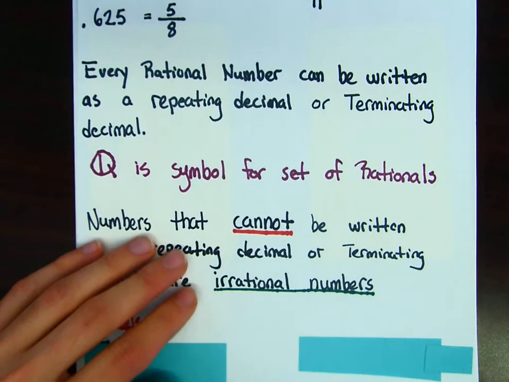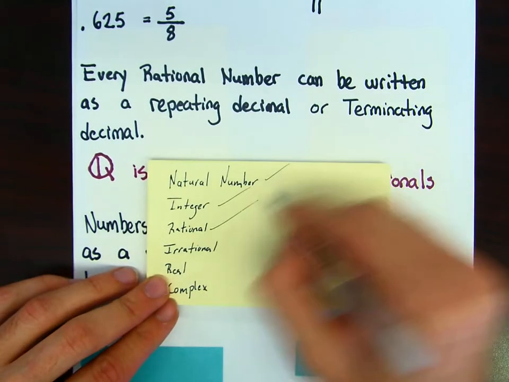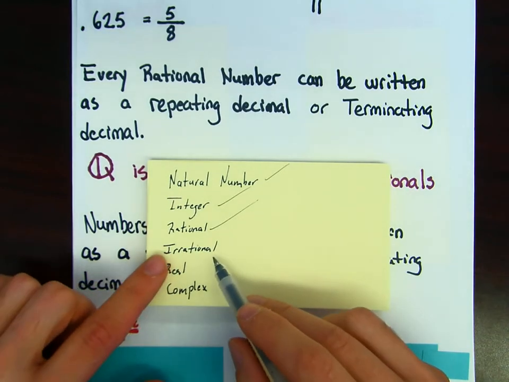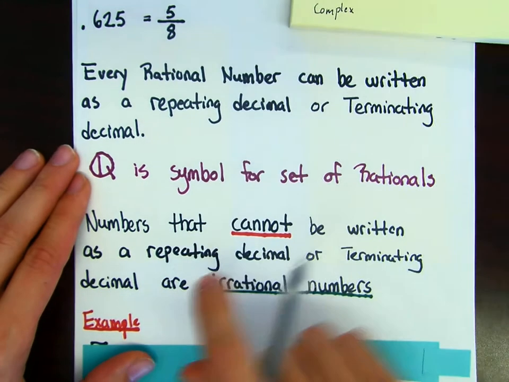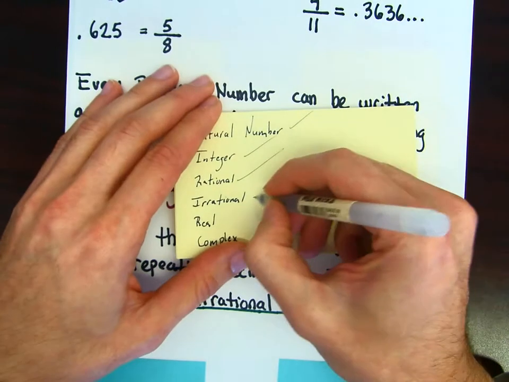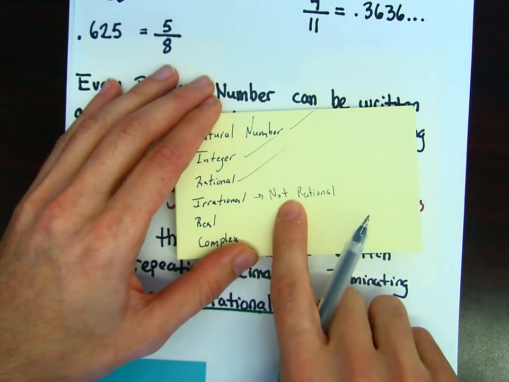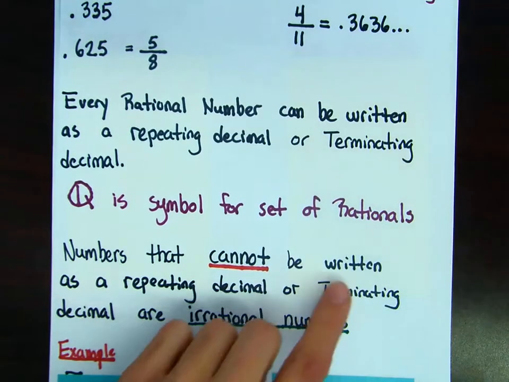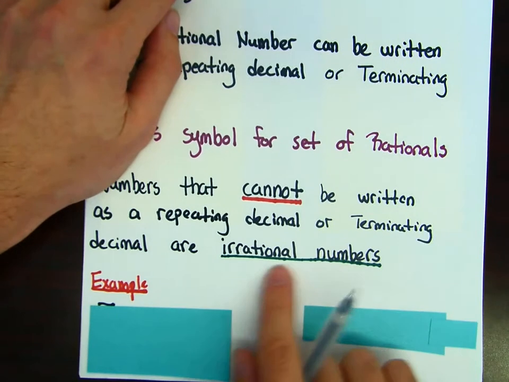So far, so good. We've talked about natural numbers, integers, rational. Now, what does it mean for a number to be irrational? This is a tough one. But in all honesty, it basically means not rational. So the idea of not rational implies that numbers that cannot be written as a repeating decimal or a terminating decimal are irrational.